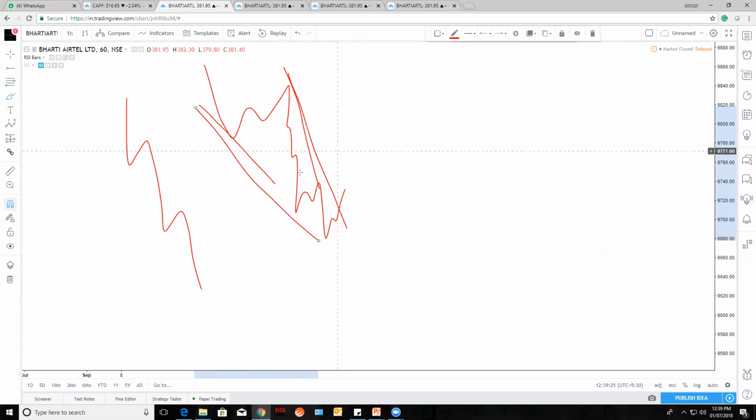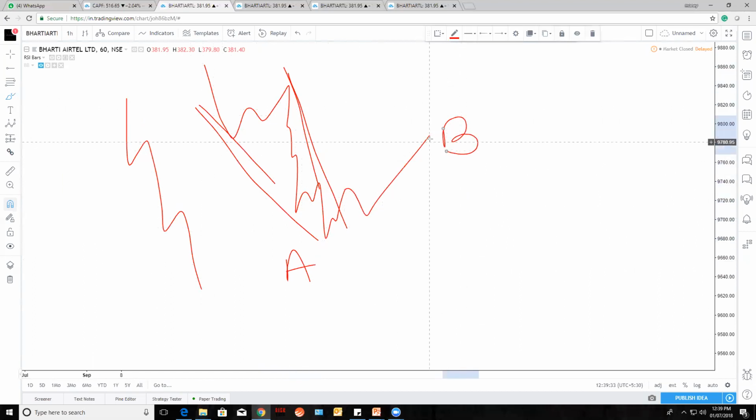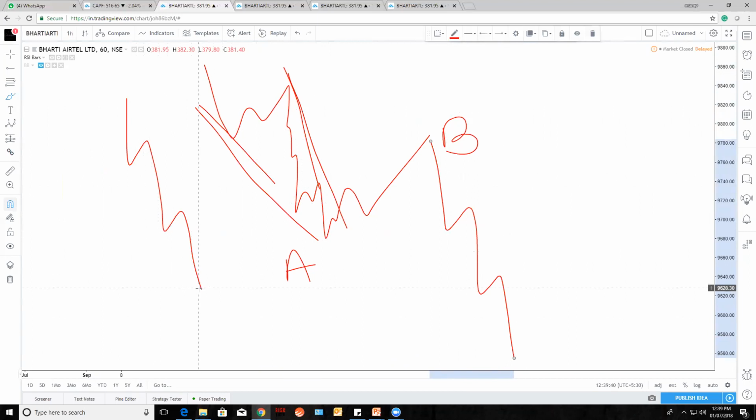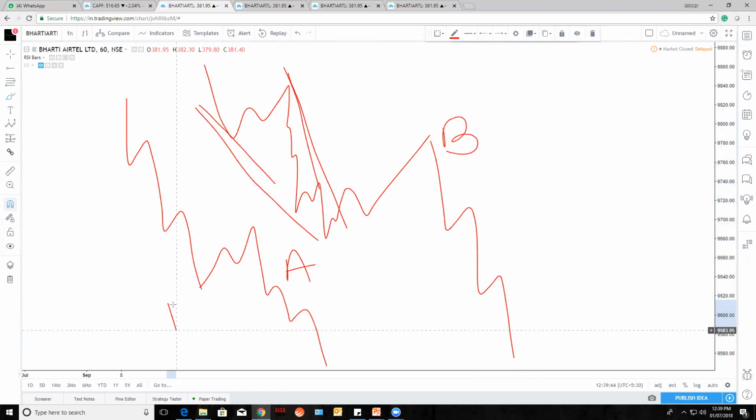Let's say it is like a leading diagonal. Let's say this is A, and this is a B wave. After that, this is a C wave. It's an A, it's a B, and it's a C again.